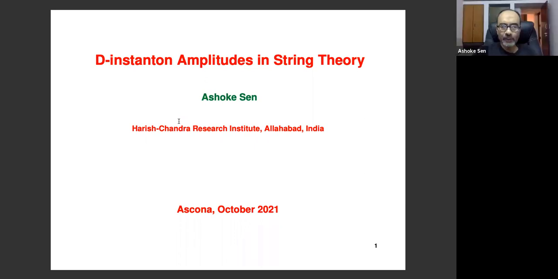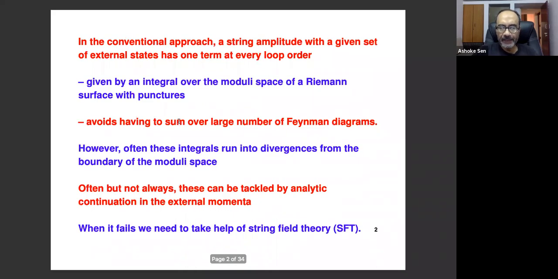So the talk today will be on d-instanton amplitudes in string theory. Let me begin with a general introduction. In the conventional approach, a string amplitude with a given set of external states has one term at every loop order. In fact, this is advertised as one of the big achievements of string theory, and it's given by an integral over the moduli space of a Riemann surface with punctures.